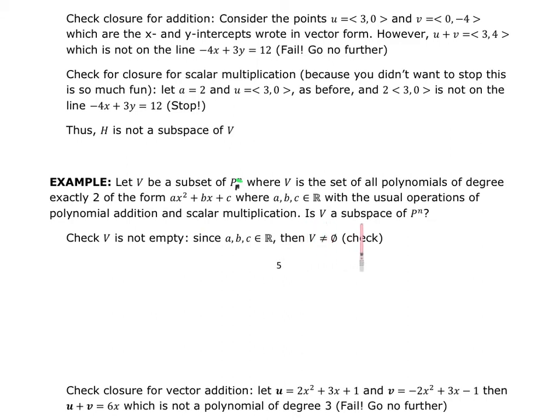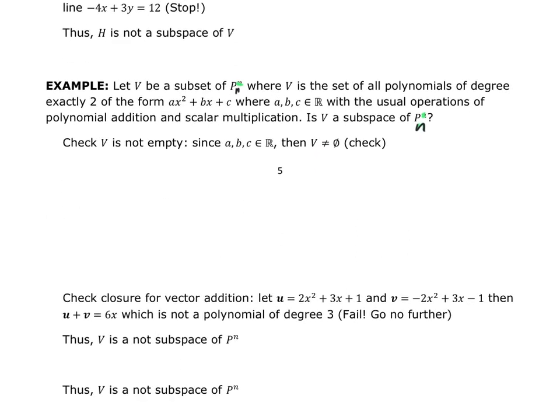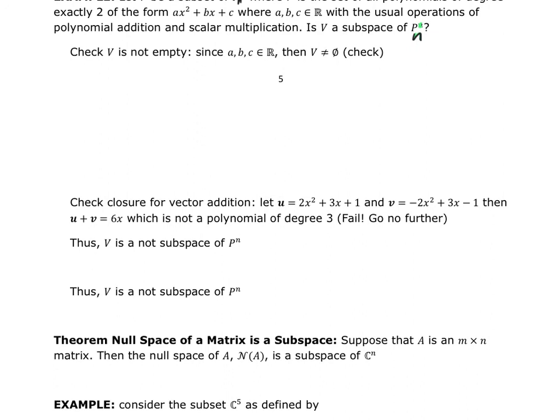Is V a subspace of Pn? And again, that should be down below, and it shouldn't be a superscript. I don't know why I put it as a superscript. It should be Pn. Okay, so first we're going to check to make sure it's not empty. Yep, clearly it's not empty, because a, b, c are elements of the real numbers, then my V, my subset, is not empty. So check. Let's go on to the scalar addition.